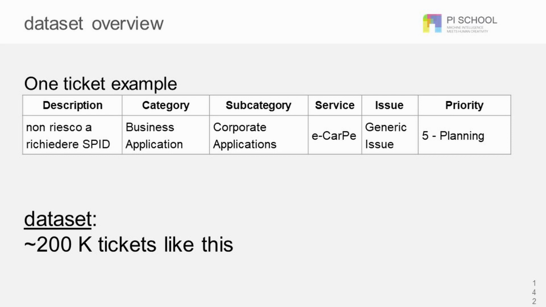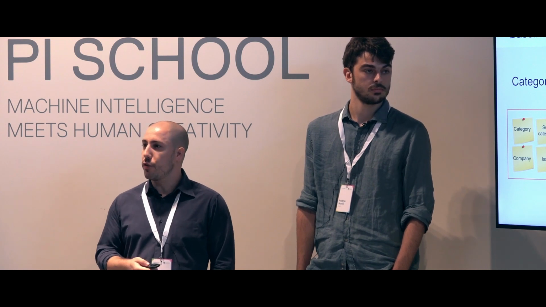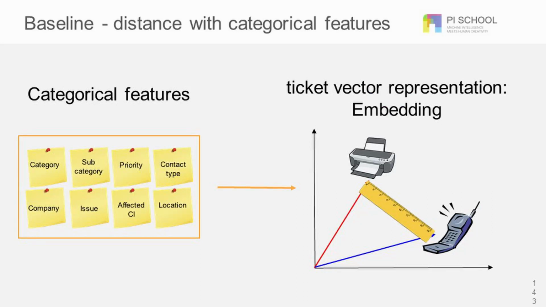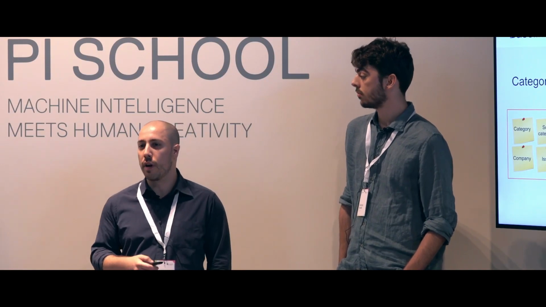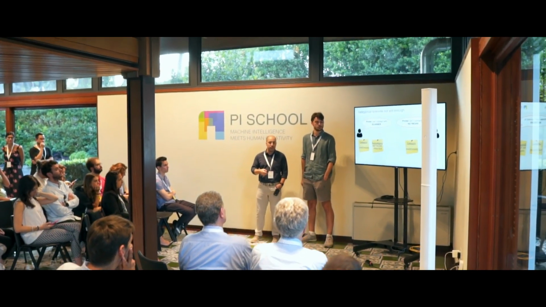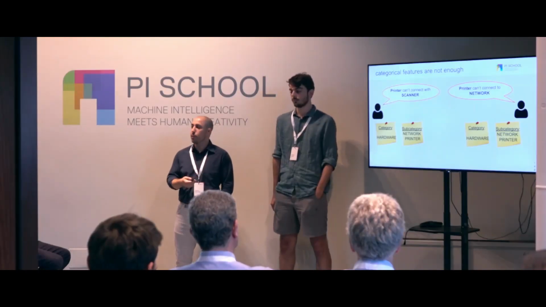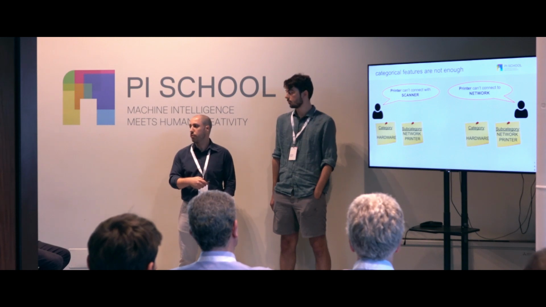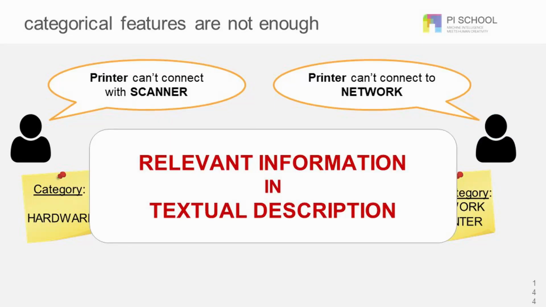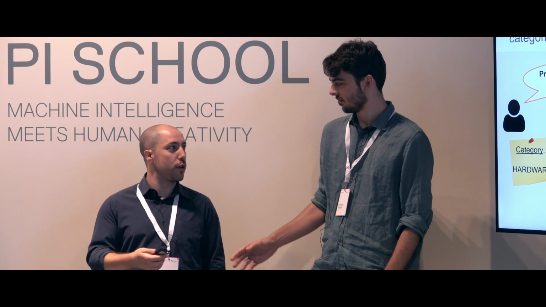This is an example of our dataset. One ticket has a textual description and several categorical features. Our first approach was to use these categorical features to build a vector representation of the tickets, so that if you have a ticket related to a printer and a ticket related to a phone, you can measure the distance between these two tickets mathematically. The problem with this approach is that in most cases, the real difference between two tickets lies in the textual description and not in the categorical features, which could be the same. So here we started to build more sophisticated models in order to consider the textual description. And we faced a big problem that Antonio is going to explain.